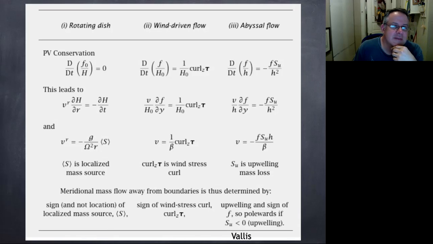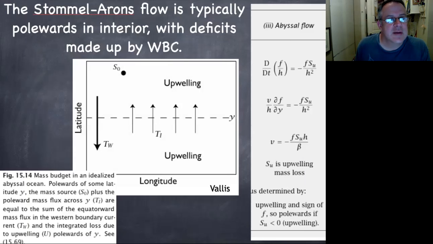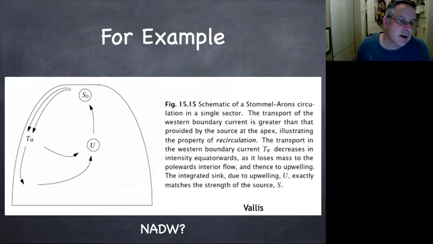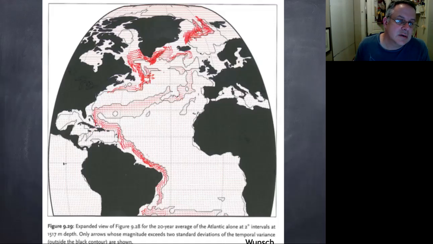I won't talk too much about this, but there's basically an analogy between the rotating tank, wind-driven flow, and an abyssal flow that you can make, talking about potential vorticity and the wind stress curl, upwelling, mass loss, localized mass source, etc. Okay, so the Stommel-Arons flow is typically poleward in the interior with deficits made up by the western boundary currents. That's the basic gist of how this model works. So what do you expect for a realistic environment? Here's what we might expect to see for the North Atlantic. We'd see maybe some recirculation, some flow like this. And this is kind of what models do.